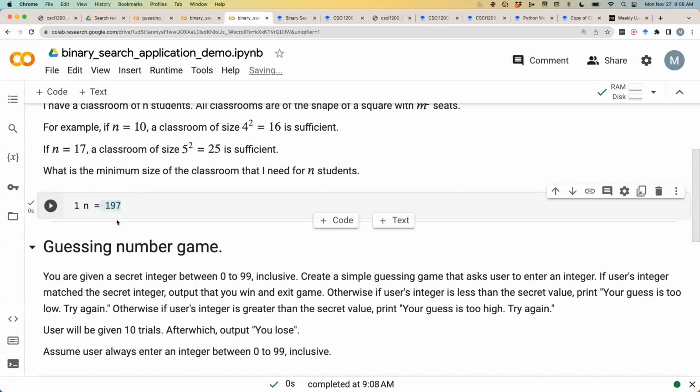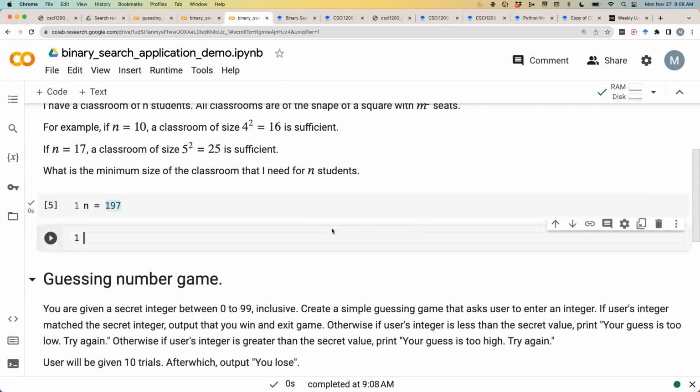Now, what is your strategy here? Most of the students will immediately say, okay, let's take the square root, right? Take the square root of 197 and see what the number is. So let's take the square root. How do we perform the square root?